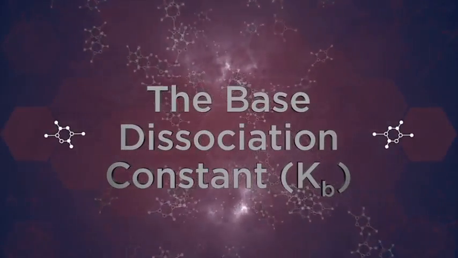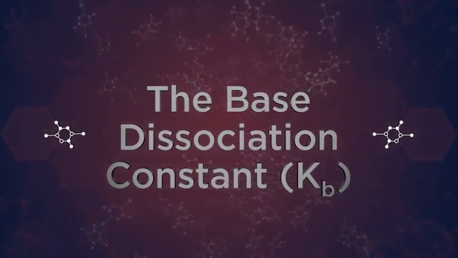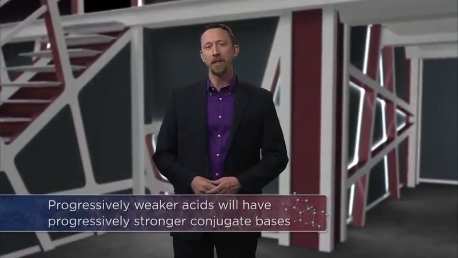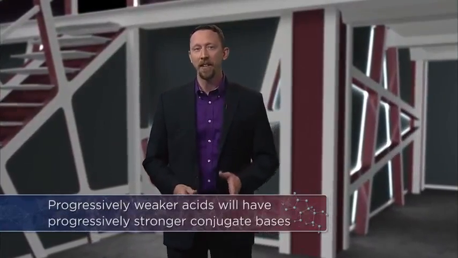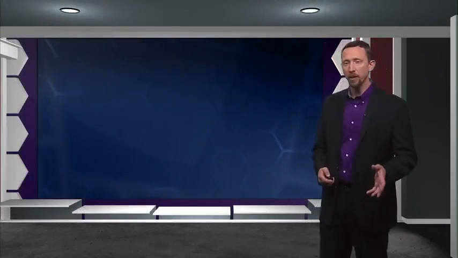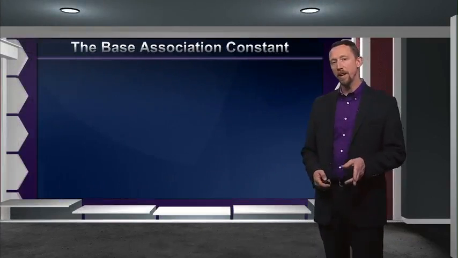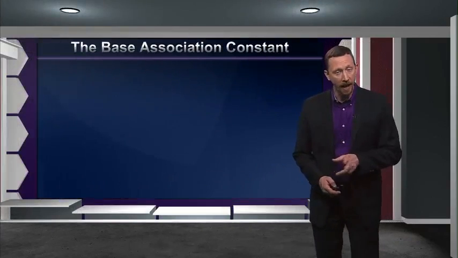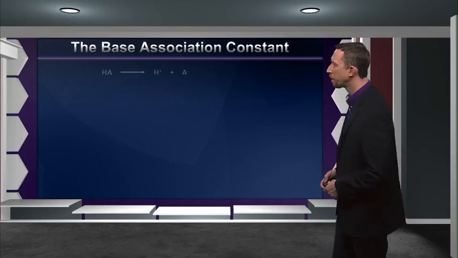So we just had the realization that progressively weaker acids will have progressively stronger conjugate bases. But you had to know by now that I wasn't going to let you get away without putting a number on that strength. So just how can we convey the intrinsic strength of a Bronsted-Lowry base numerically? To mathematically model the behavior of bases, we use the base association constant, which it turns out is very closely related to Ka and Kw. Let me show you how.